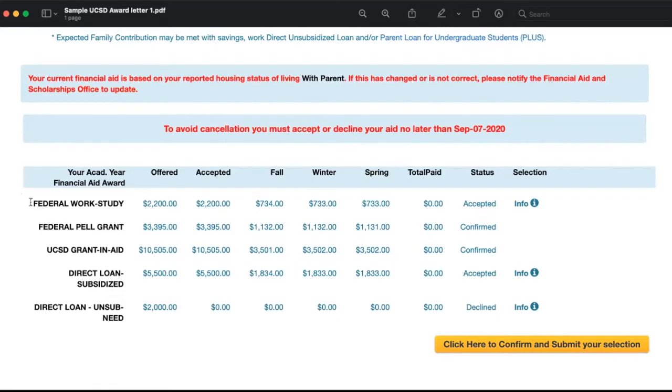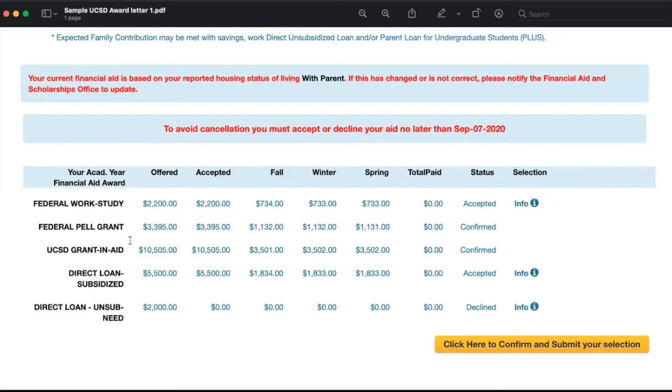First one is federal work study. If you submitted a FAFSA and you qualify for work study, most often or almost always, the school will have the federal work study amount in the financial aid offered. In this case, it's $2,200. You also would have received a federal Pell Grant if you filled out the FAFSA and you qualified. In this case, it's $3,395. And again, all of these numbers are per year. So this Pell Grant is about $3,400 a year.